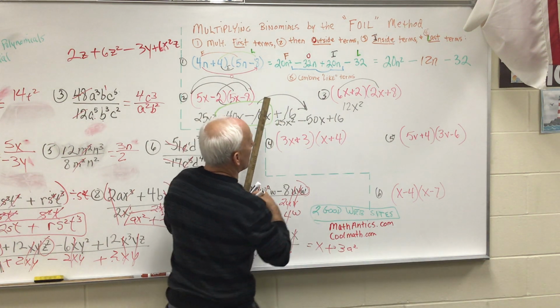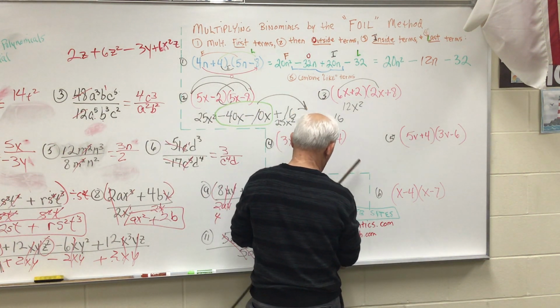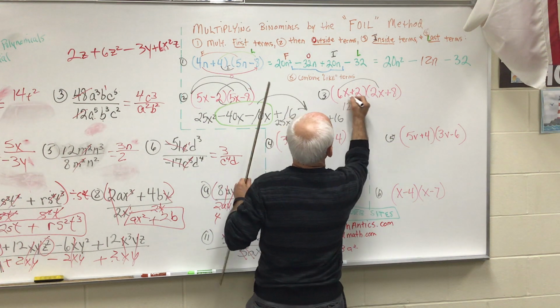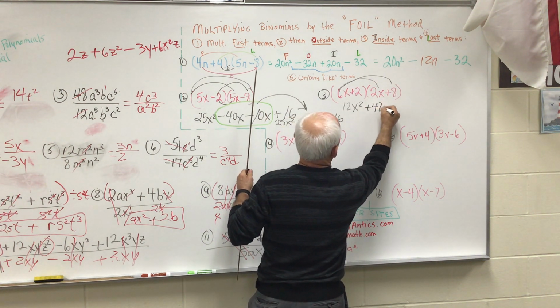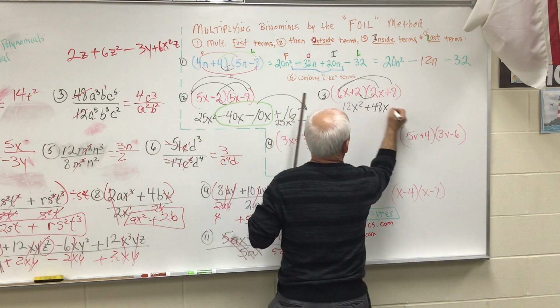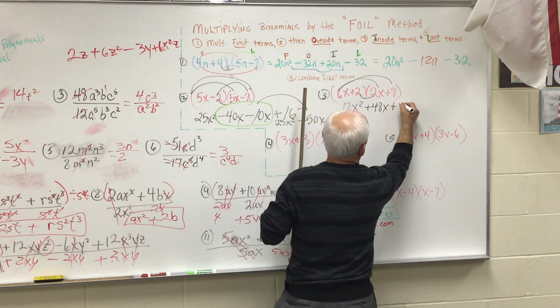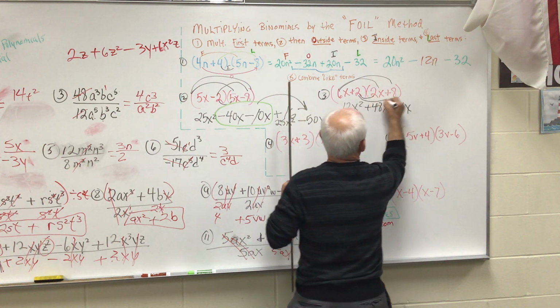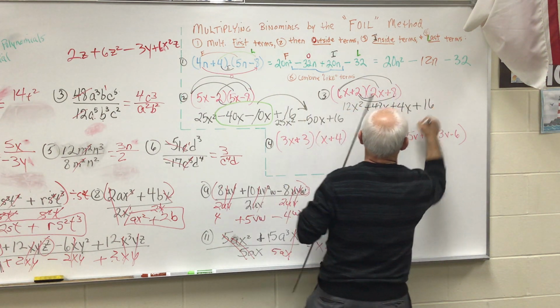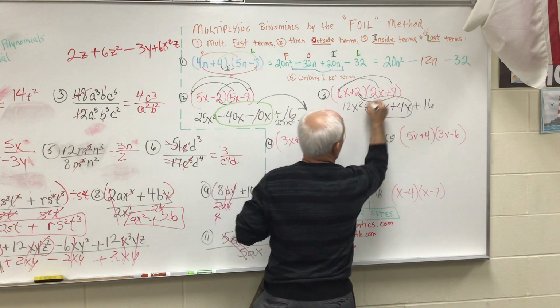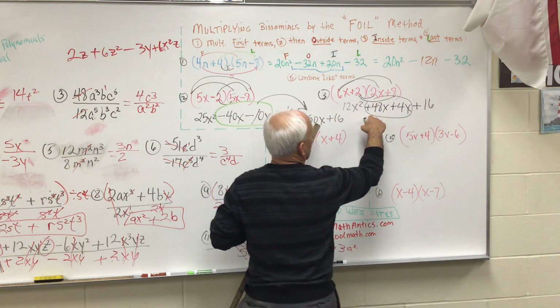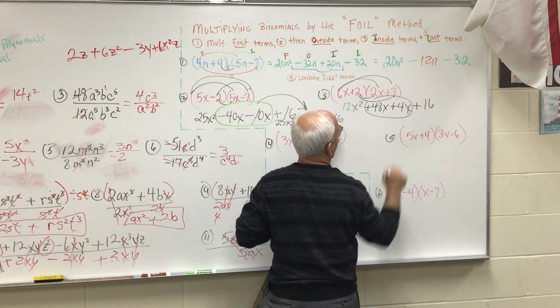All right, now what about the outside? All right, outside 6 times positive 8 is plus 48x. All right, inside is 4 plus 4x, and then the last is going to be plus 16. So we're working with all positive results. Now, can we add those two together? A 40x, 48x, and a 4x?